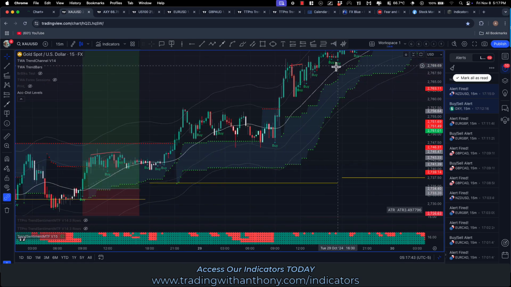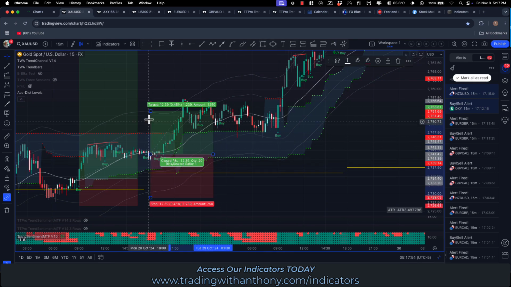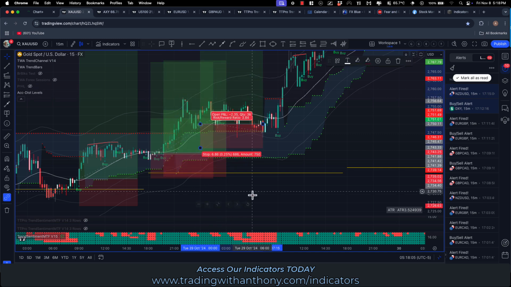What we do when it's trending like this and these signals continue to trigger, you re-enter. You buy. You buy again. Every buy signal, you buy again. Now, this is where you want to consider, all right, we're starting to see some red kick in here. Do you want to close?